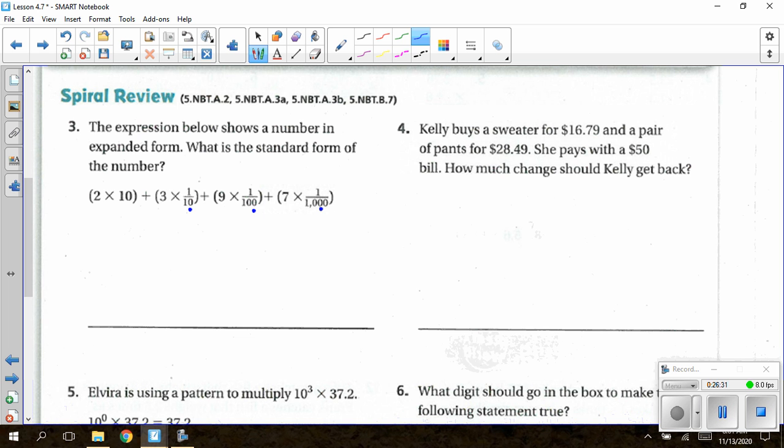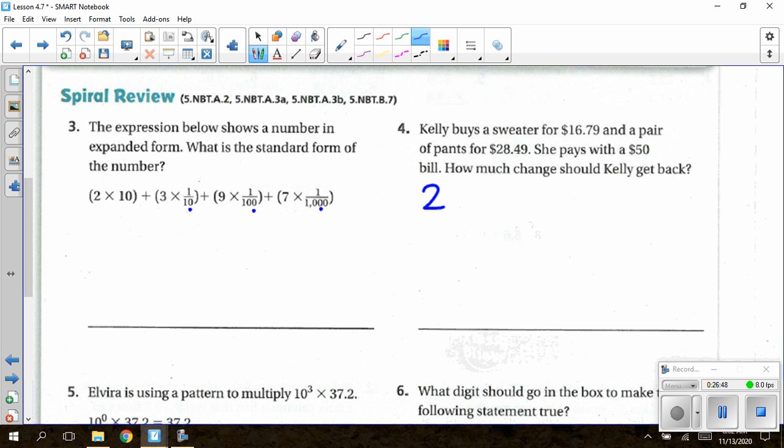For number 4, Kelly buys a sweater for $16.79 and a pair of pants for $28.49. She pays with a $50 bill. How much change should Kelly get back? So first of all, you will have to figure out how much she's spending by adding together the cost of the sweater and the pants.